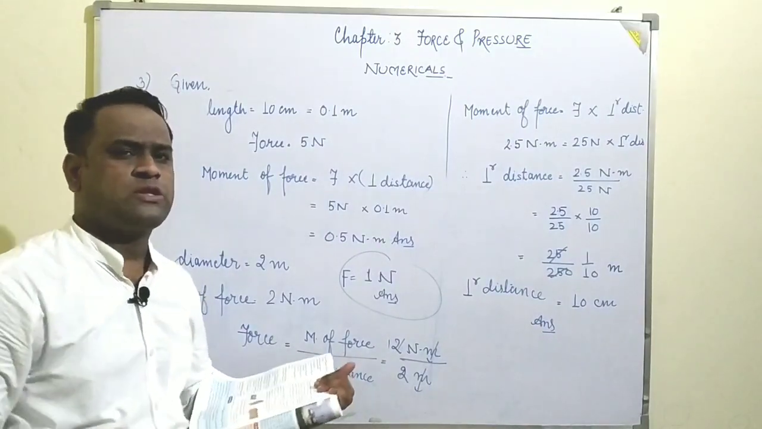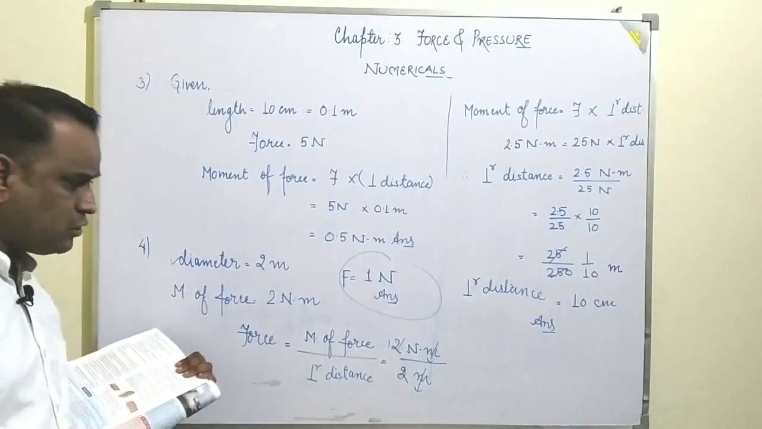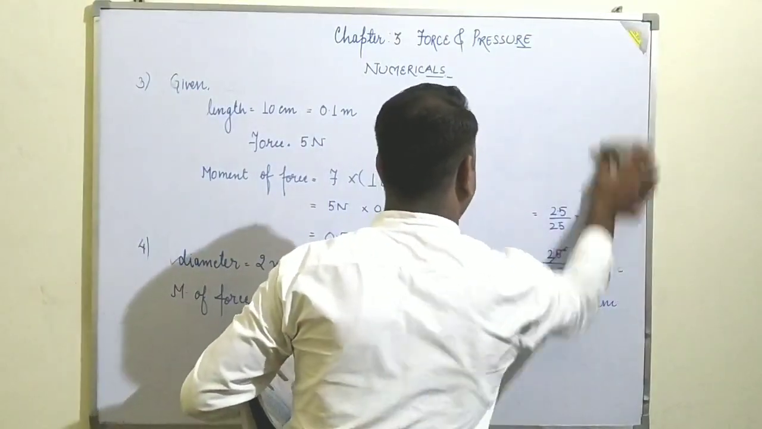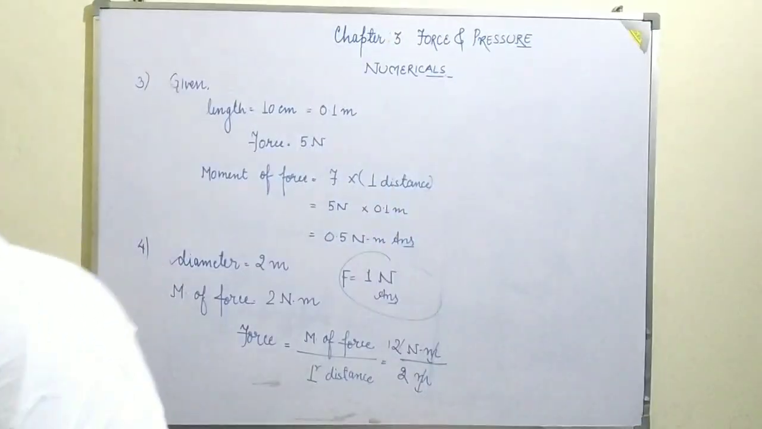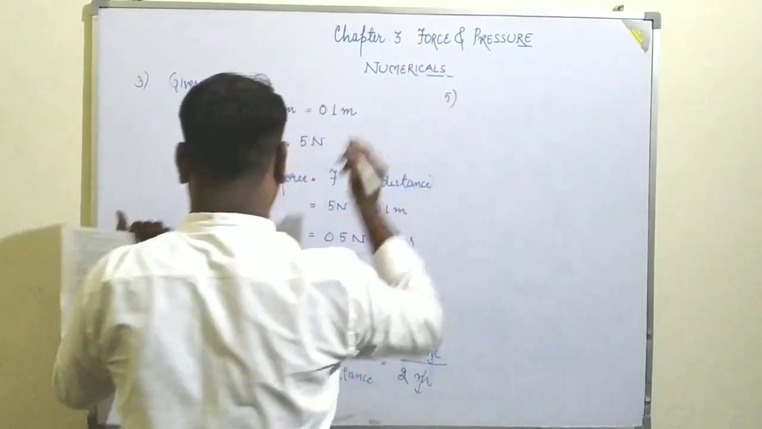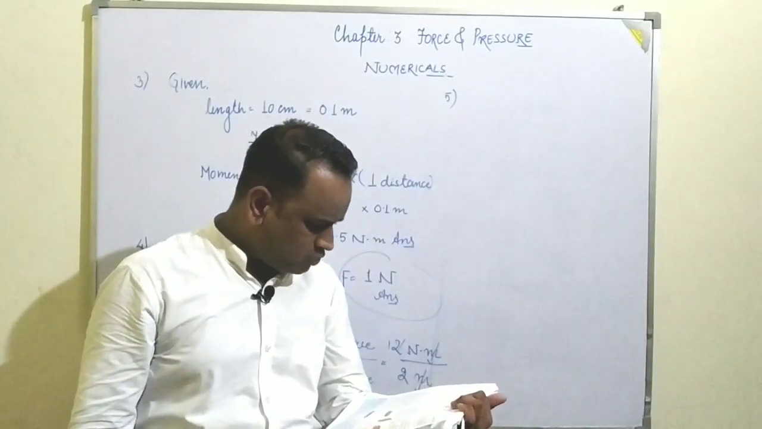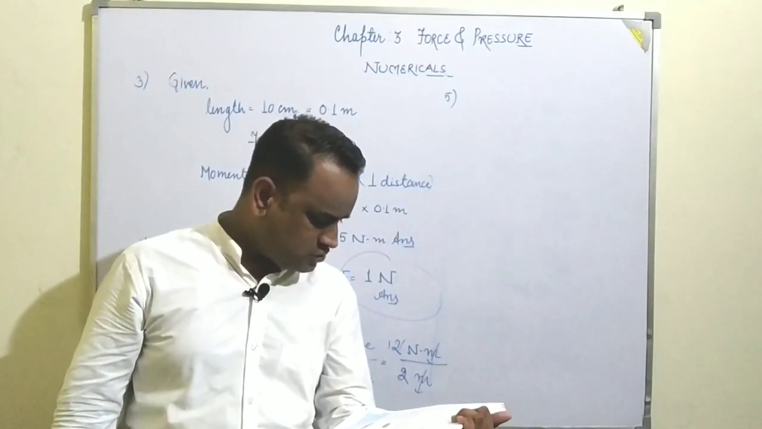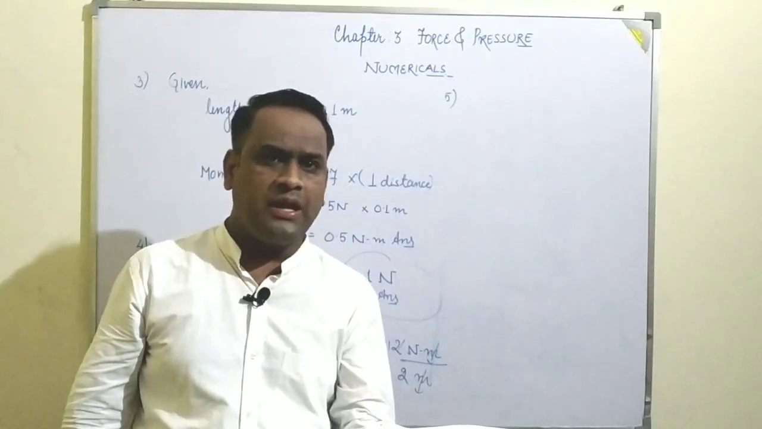Students, now we are moving toward question number 5. Hope you all have noted down these solutions. Now I am erasing the solution and moving towards question number 5. Question number 5 says that a normal force of 200 Newton acts on an area of 0.02 meter square. We have to calculate the pressure in Pascal.